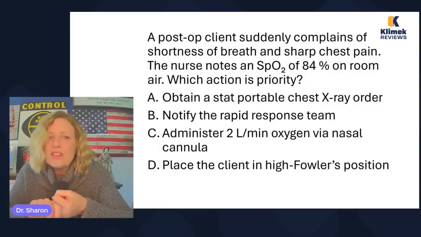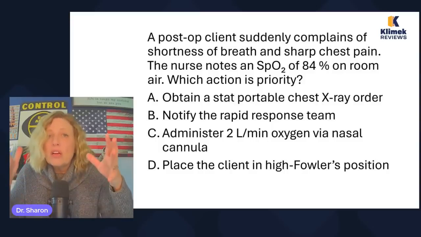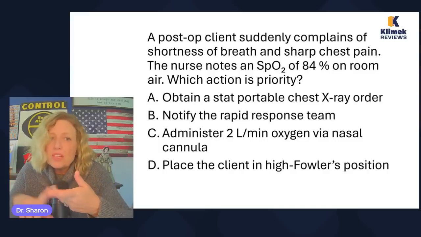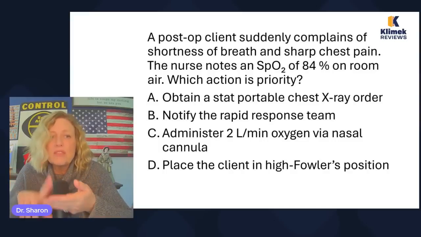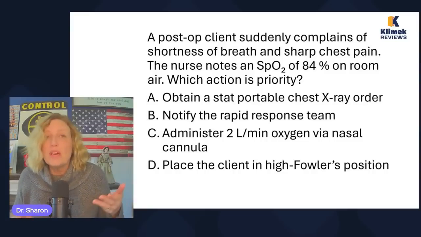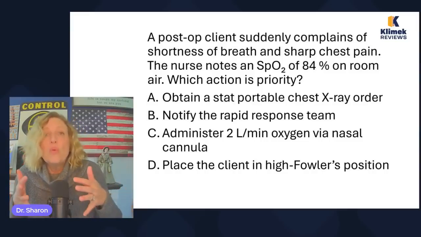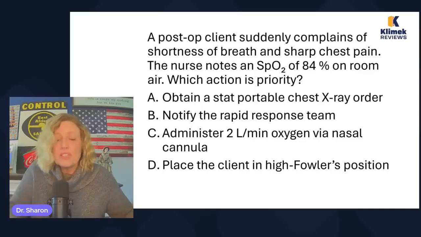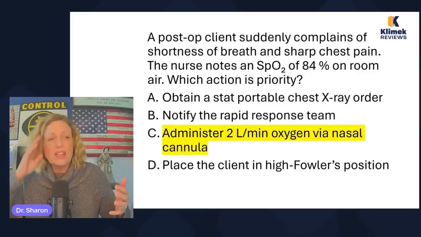And I can't use ABCs unless they are all physiological or objective. In other words, measurable. Shortness of breath is subjective, sharp chest pain is subjective, and SpO2 is objective. So I can't use ABCs because they're not all objective. So what I can do is say, I'm going to treat the objective problem first. And the objective problem is the 84%. So I have to put oxygen on them.